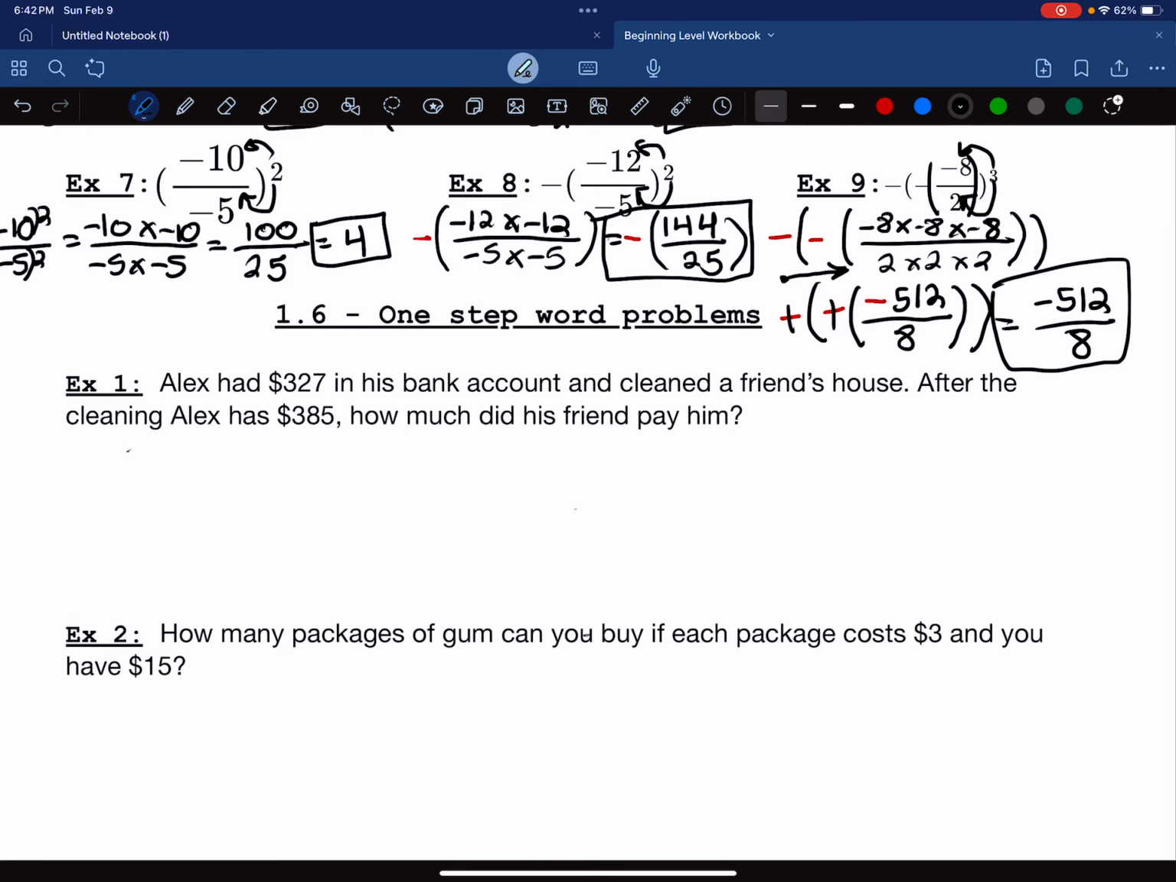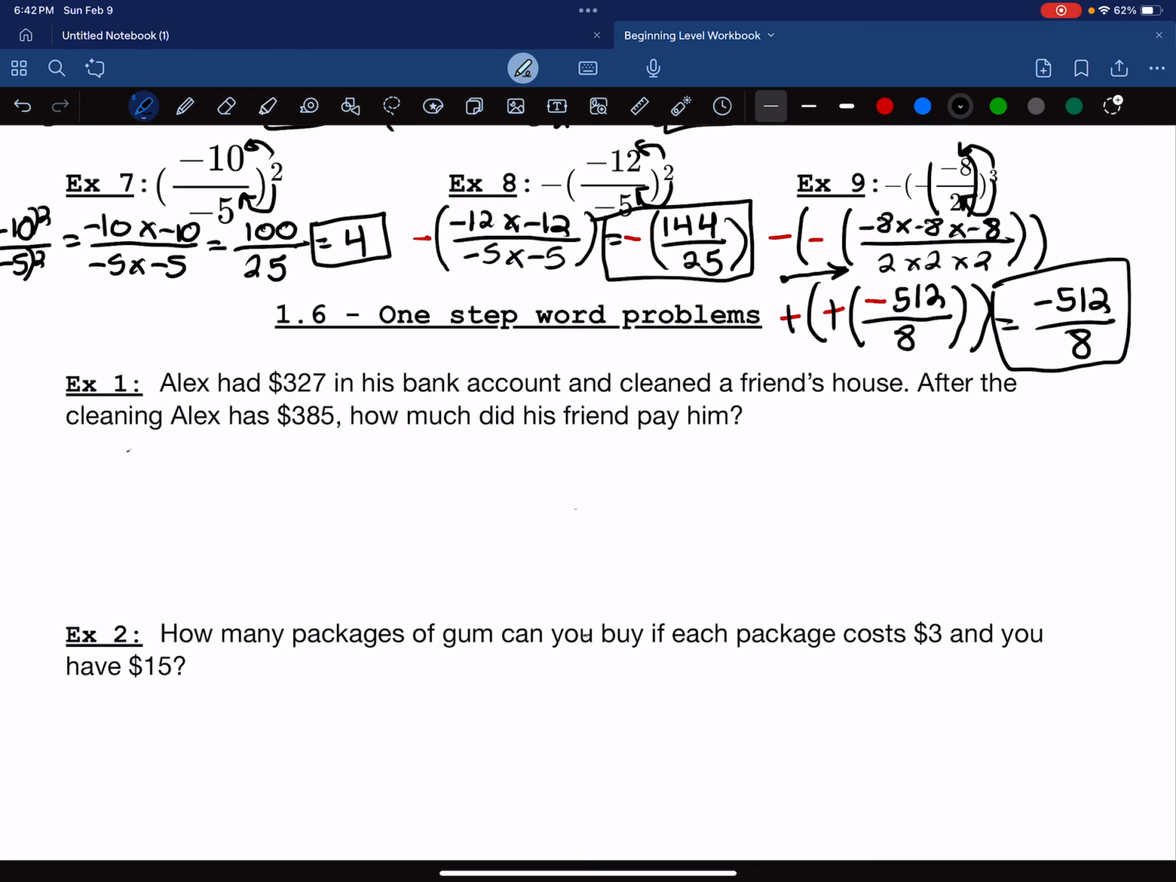Welcome to section 1.6. In this video, we are going to start to learn how to solve or do word problems. I know a lot of people don't really like word problems, but they're not too bad once you take the time to work with them and slowly increase the difficulty. So in this video, we're just going to get a short introduction into word problems.